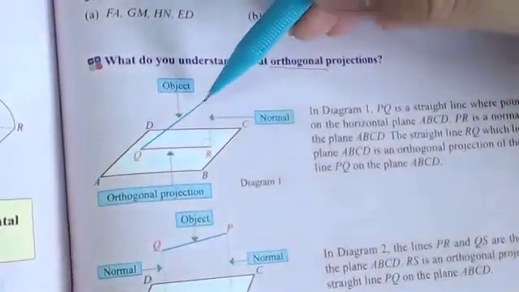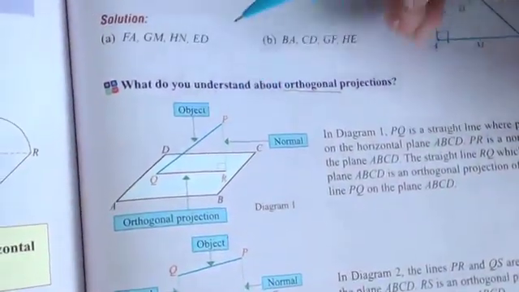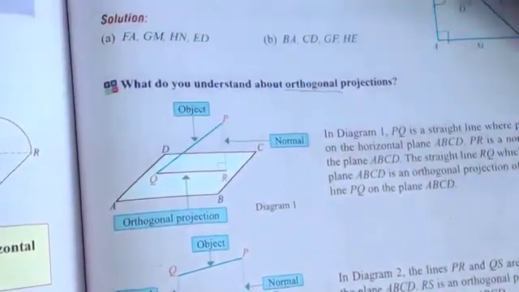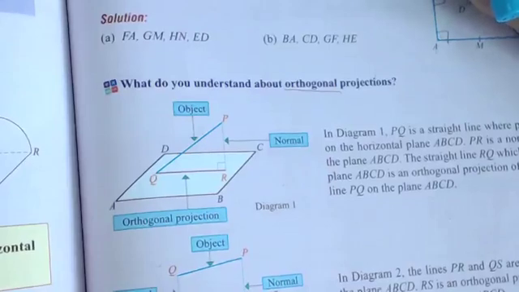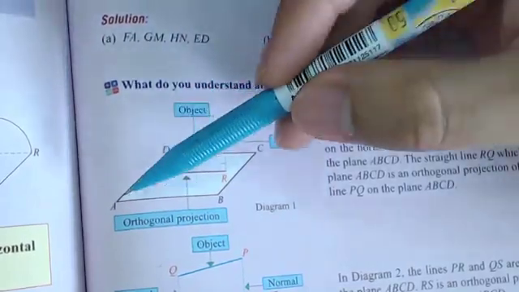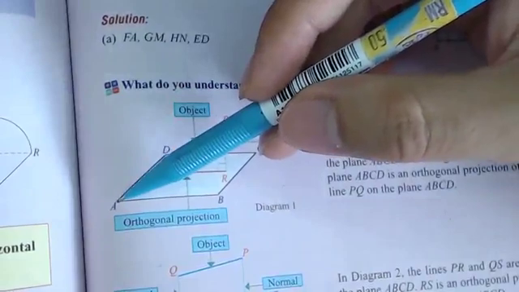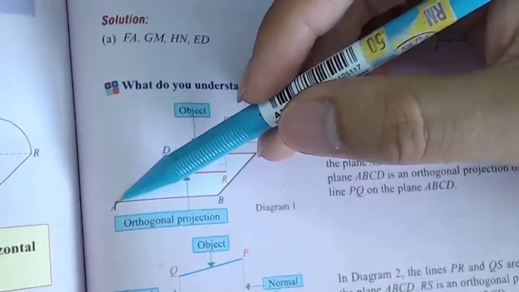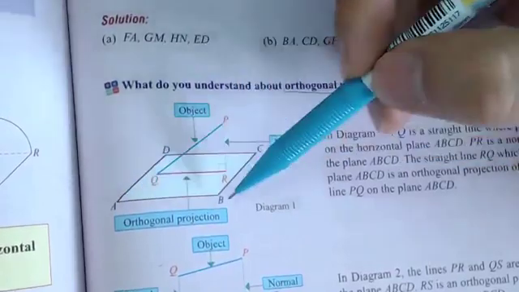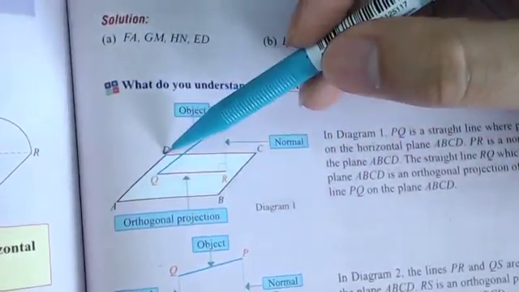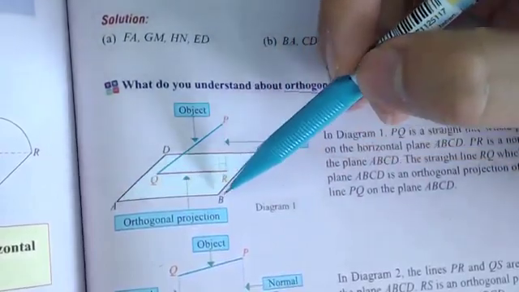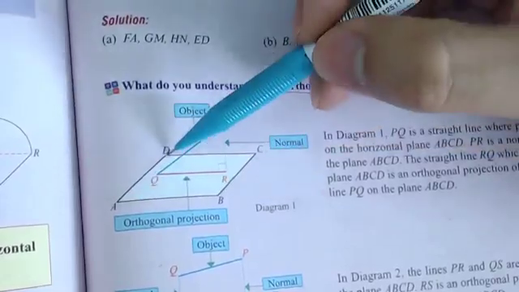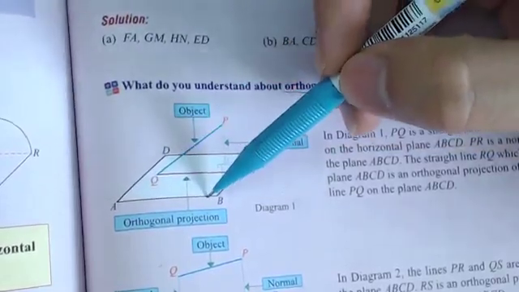So let's take a look at this picture above here. Can you see the line? Do you see the line PQ, the blue one? Okay, good. Do you see this piece of paper lying in horizontal plane ABCD? Let's say that this is white A4 paper, ABCD, lying on the floor like that.